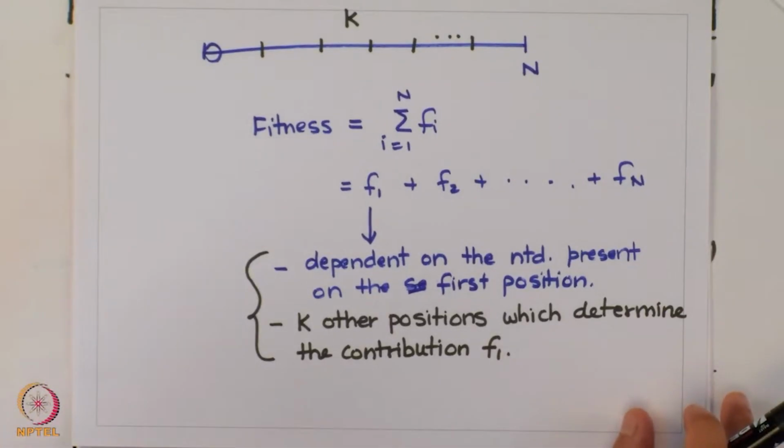What happens when I choose k to be equal to 0? Think about this special case for a little bit. We are saying that the fitness contribution of a particular nucleotide is dependent on what nucleotide is present at that location that I am talking about. So, if I am talking about contribution of the first nucleotide, it obviously depends on what is that first nucleotide, is it a 0 or is it a 1, plus it is also dependent on k other nucleotides which could be present elsewhere on the chromosome.